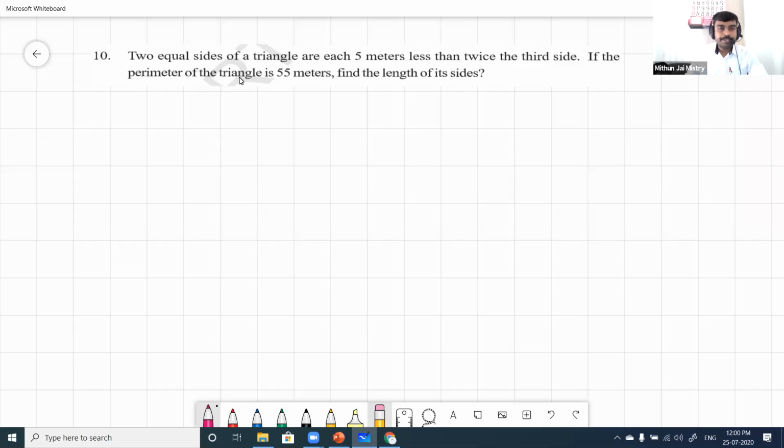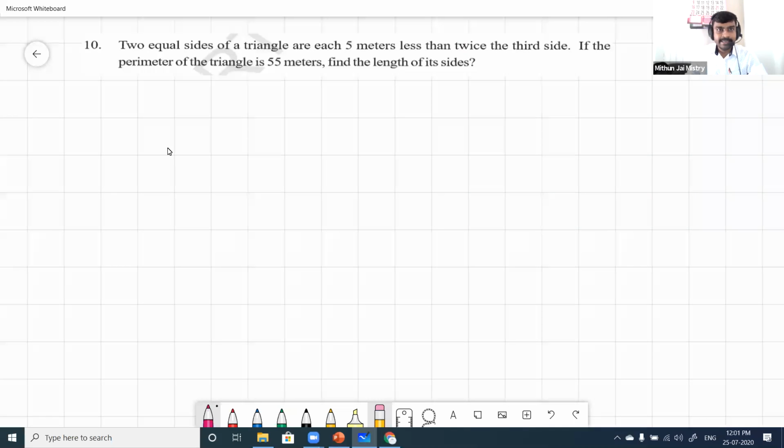If the perimeter of the triangle is 55 meters, find the length of its sides. So what are we talking about? We are talking about a triangle, and in that triangle, two sides are equal, right?